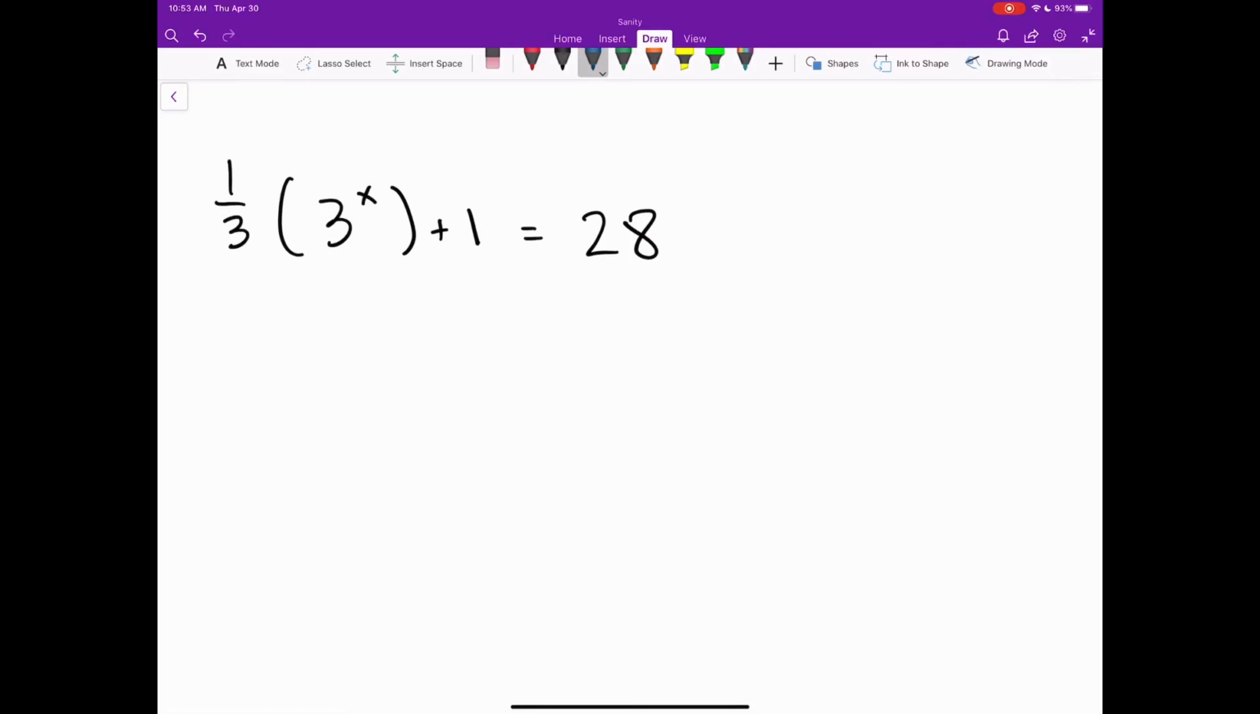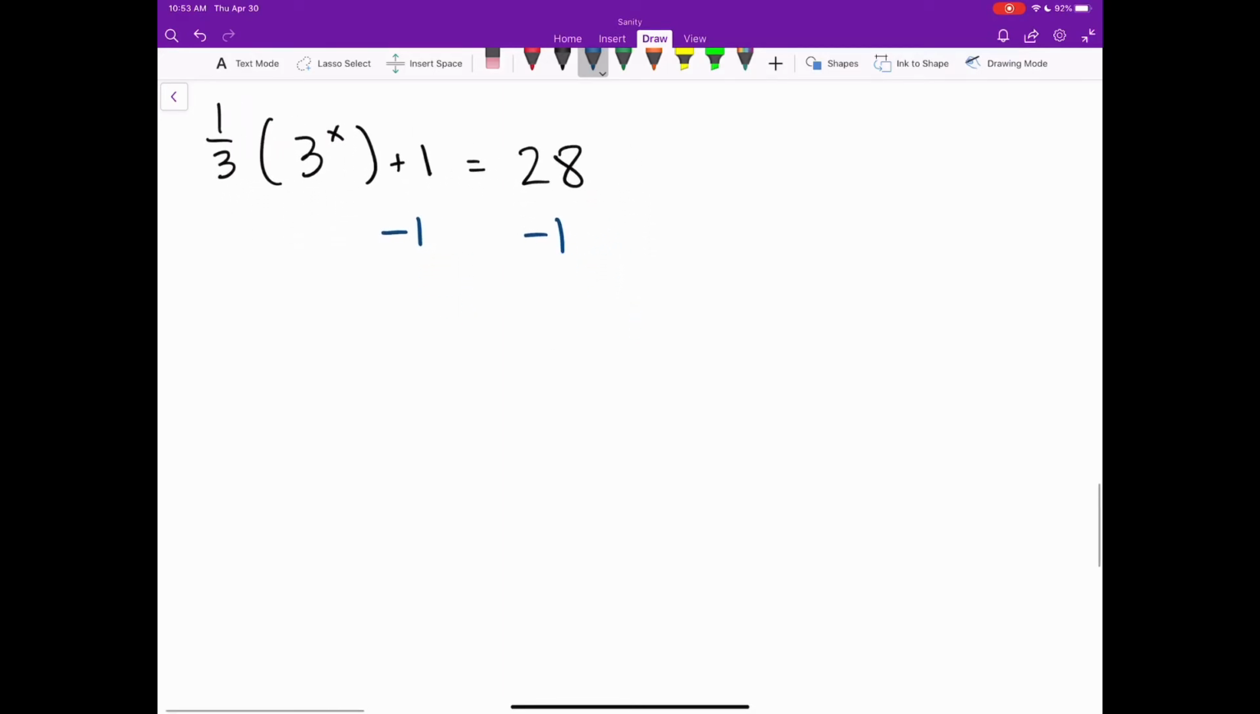1/3 times 3 to the power of x plus 1 equals 28. So we're going to just keep solving this like it's a regular equation, right? I'm going to treat this as my variable until I can get down to this very simple equation. So first I'm going to follow the same steps as solving equations. I'm going to minus 1 from both sides.